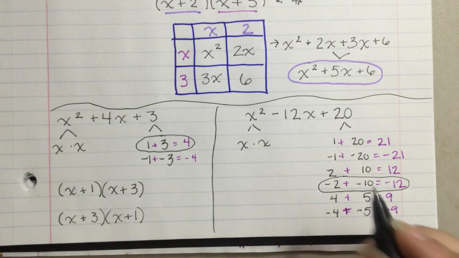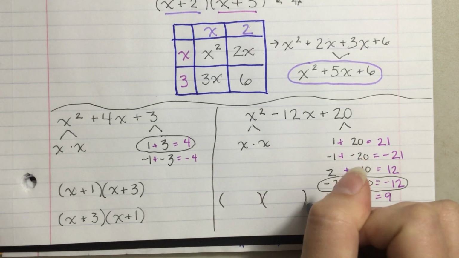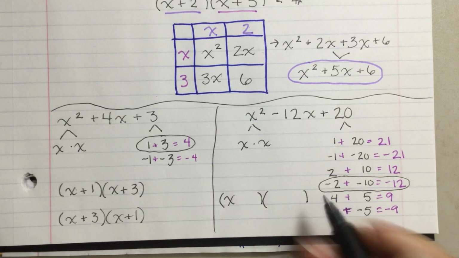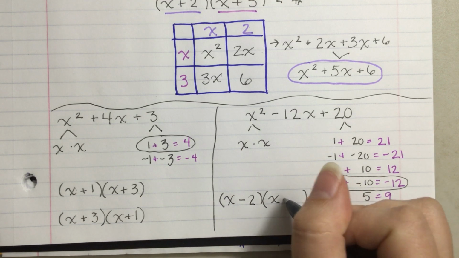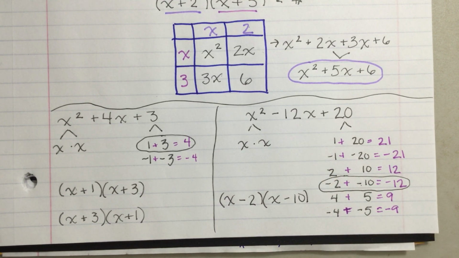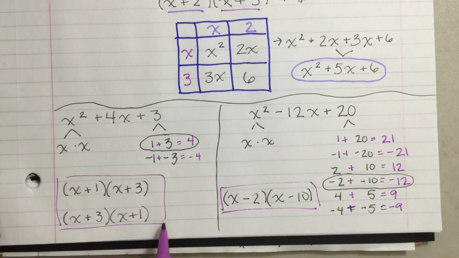So when I come to split up my binomials, I'm going to have x minus 2 and x minus 10. And that would be my final answer. And again, you could switch the order if you wanted to. Totally up to you guys.